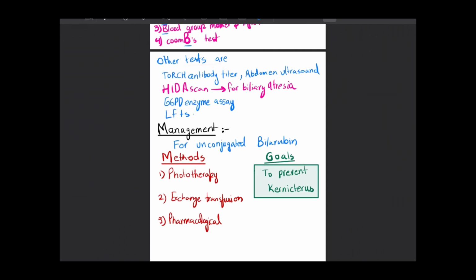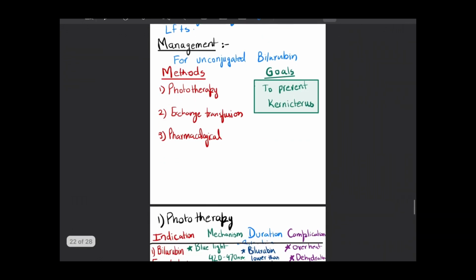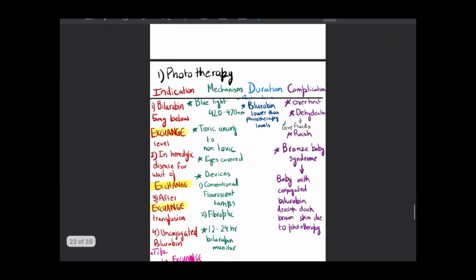Other tests are TORCH antibody titer, abdominal ultrasound, HIDA scan for biliary atresia. This is very important as biliary atresia can lead to conjugated hyperbilirubinemia. G6PD enzyme assays and LFTs. Management for the unconjugated bilirubin methods include phototherapy, exchange transfusion, and pharmacological treatment. Goals are to prevent the kernicterus, which we will discuss later.